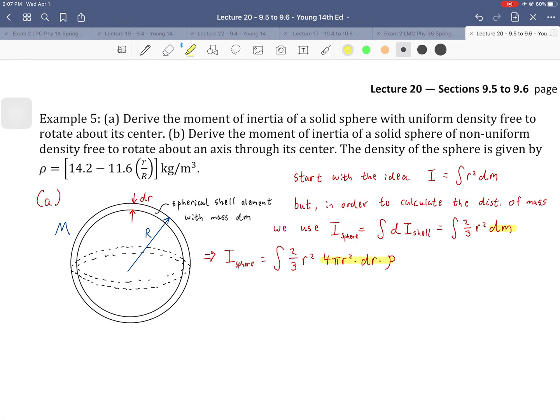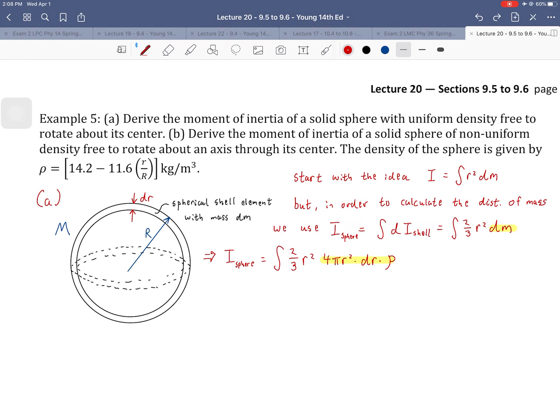Those are the same things. That's our substitution, like we did with the rod, where we replaced dm with lambda dx. Here it's just a bit more complicated. It's not just a linear thing along a single axis. It's a shape, and the shape has a particular formula that gives us the right answer. And instead of lambda, it's rho, because instead of linear density, kilograms per meter, it's volumetric density, kilograms per cubic meter. That's what rho is.